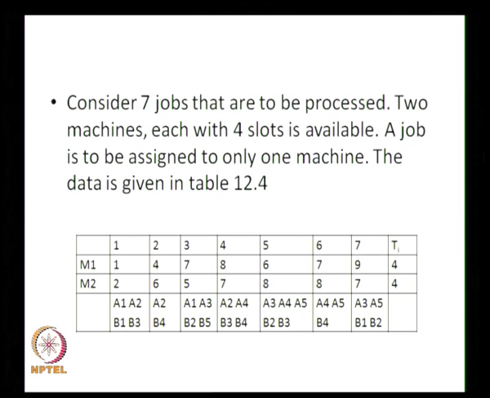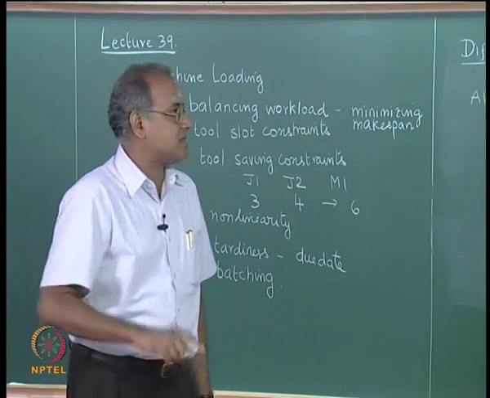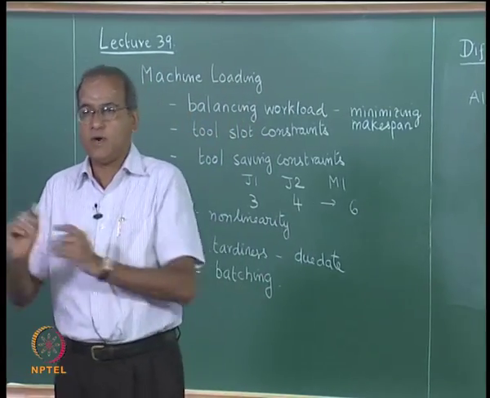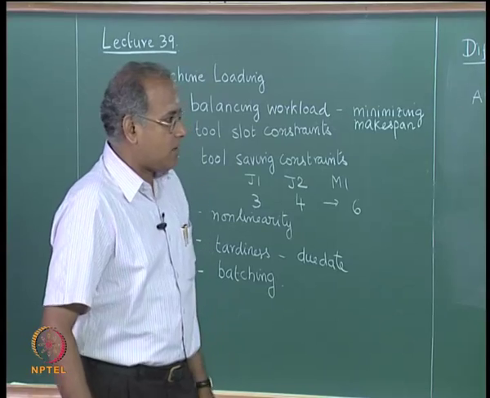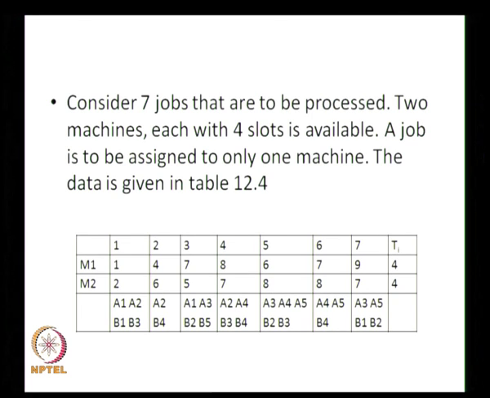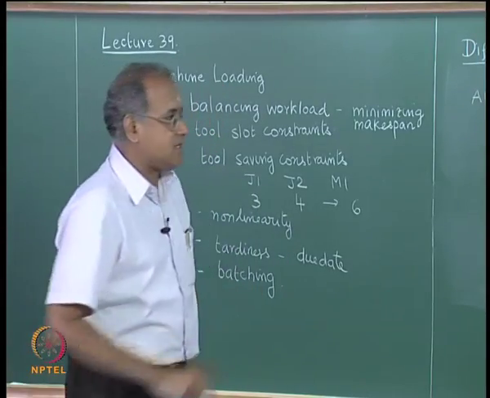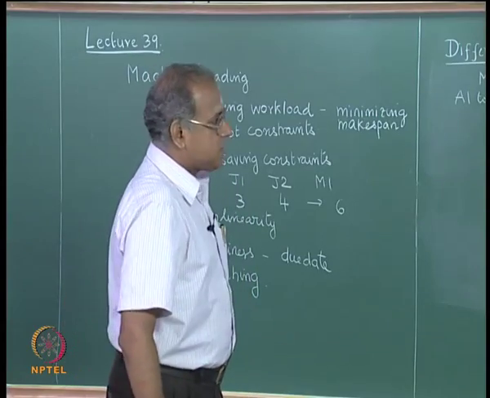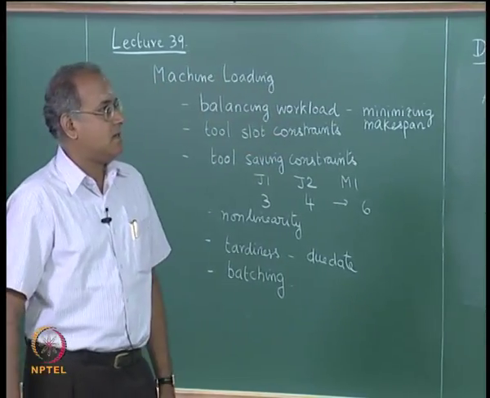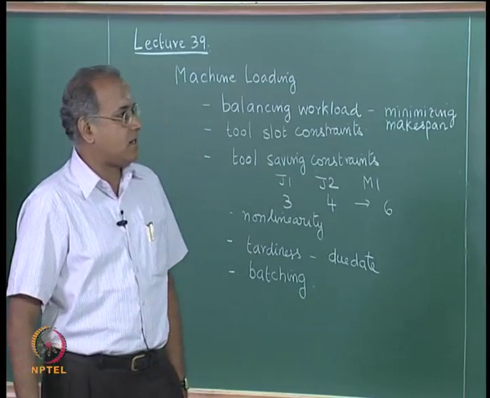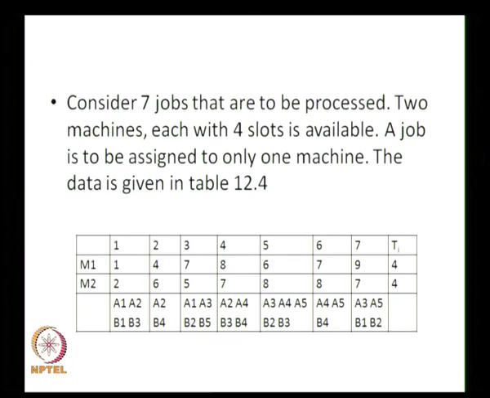Now, let us explain this A1, A2, B1, B3, etc. So, if job J1 or job 1 is assigned to machine 1, then we have to assign 2 tools, A1 and A2, to machine 1. If job 1 goes to machine 2, then 2 tools B1 and B3 will have to go to machine 2. So, that is the way we describe. If job 5 is assigned to machine 1, then machine 1 would require tools A3, A4 and A5. It requires 3 tools.